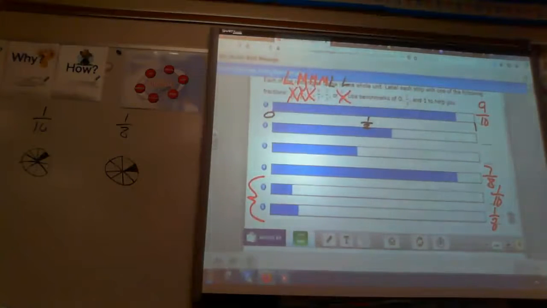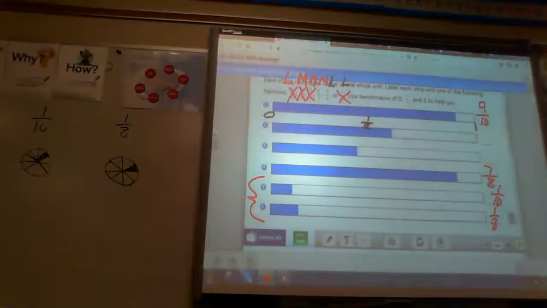So I'm coloring 9. Then coloring 7. Right. The bigger the denominator, the smaller the pieces. So if this is a piece and I put it into 10 pieces, this one piece is less than 1/10, is less than the 1/8. So this is missing a smaller piece. So I mean, the colored part is bigger than this.